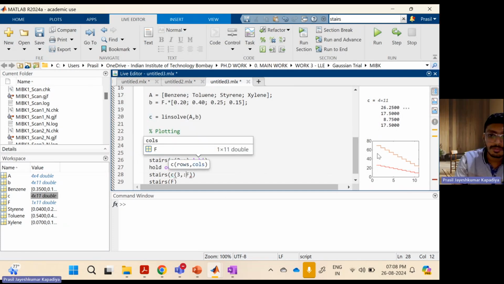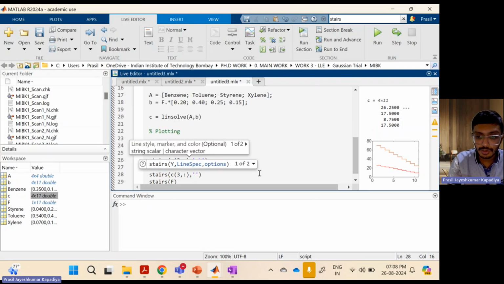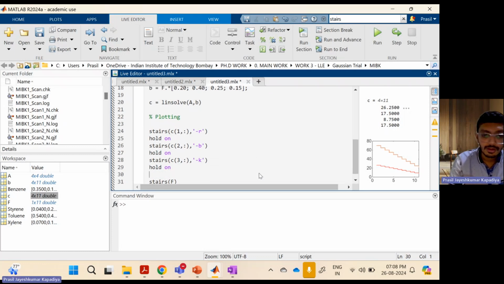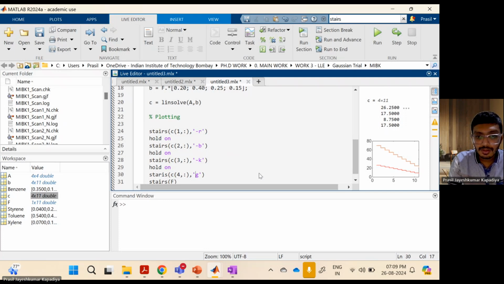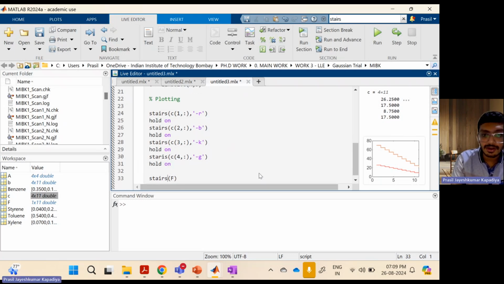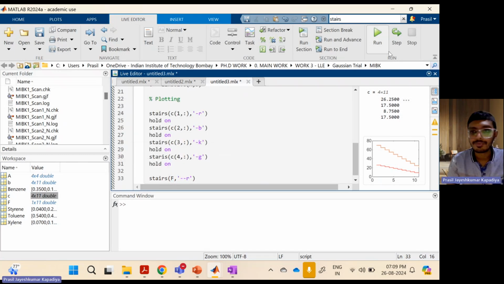Third row, all columns. And I'm keeping it with, let's say, B was blue, not black. I'm sorry, K is black. Hold on. C of columns, comma. Let's say I'm keeping it green. Okay. Hold on. And let's say I'm keeping this one as red. But okay, let's say I'm keeping double dots. Okay.